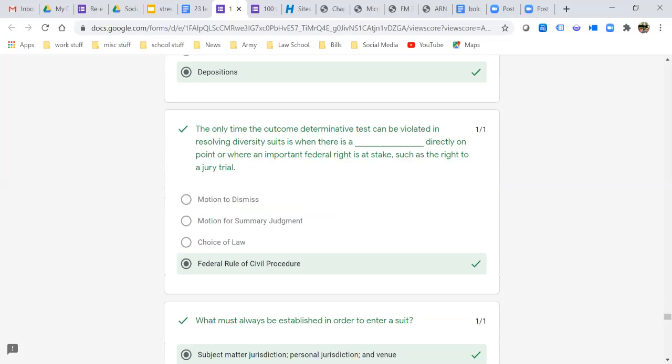All right, the only time the outcome determinative test can be violated in resolving diversity suits is when there is a federal rule directly on point or where an important federal right is at stake, such as the right to a jury trial. And you should have read a case that dealt with this issue on point.